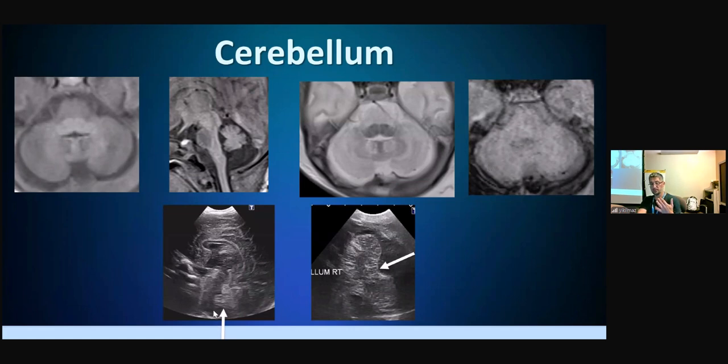Cerebellum, we can see it. The vermis appears echogenic normally. It doesn't mean that it's abnormal. And this is the same patient with the MRI. There is no hemorrhage. This is a normal cerebellum from the mid-sagittal view, and with the mastoid fontanelle, you can see better on the mastoid view.